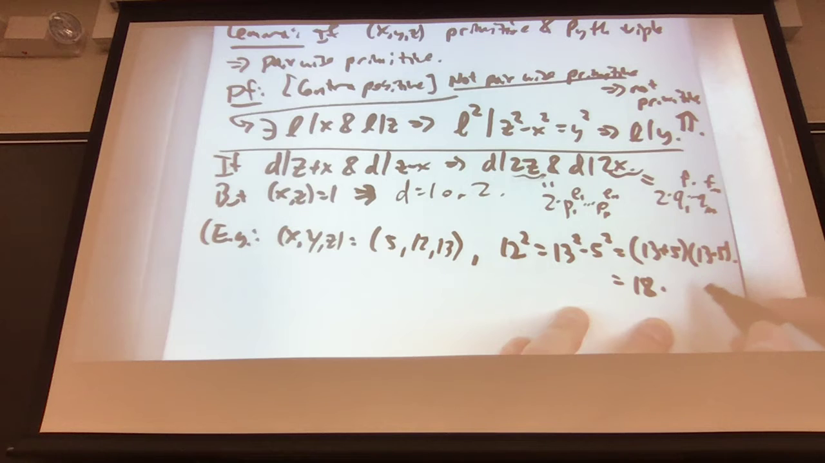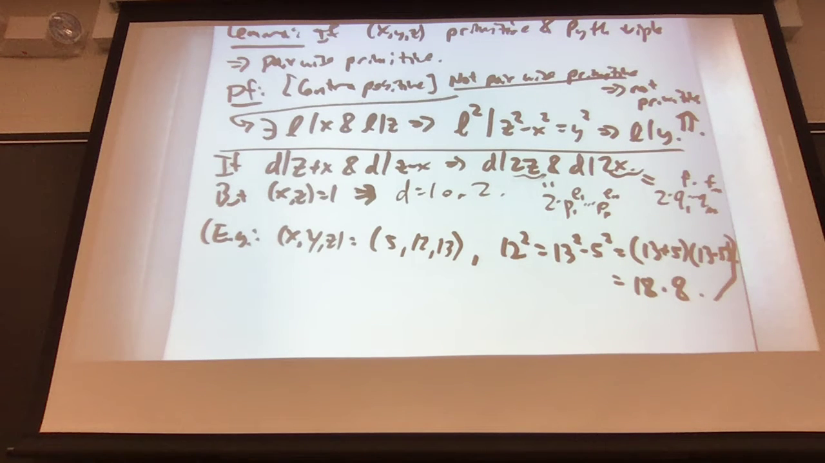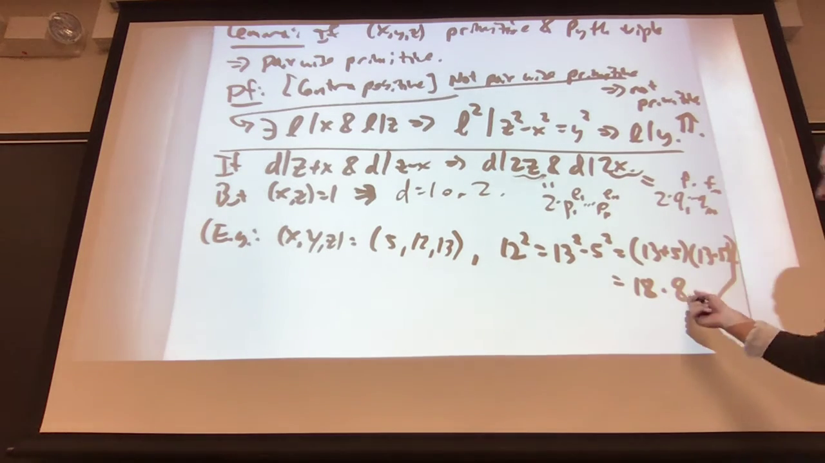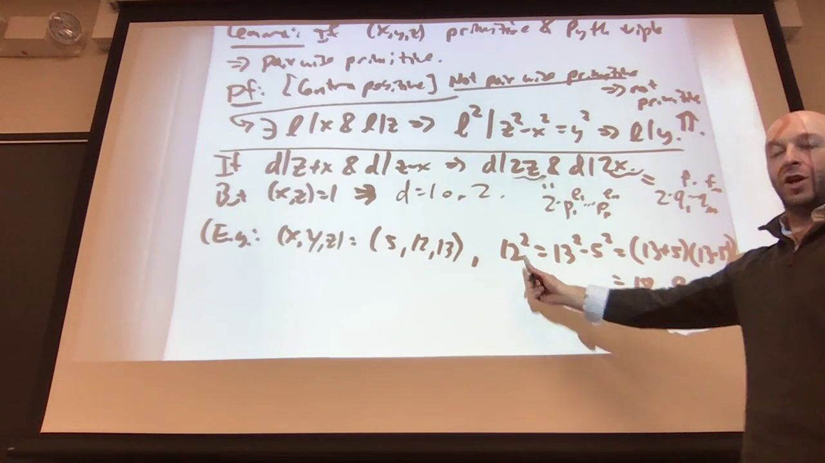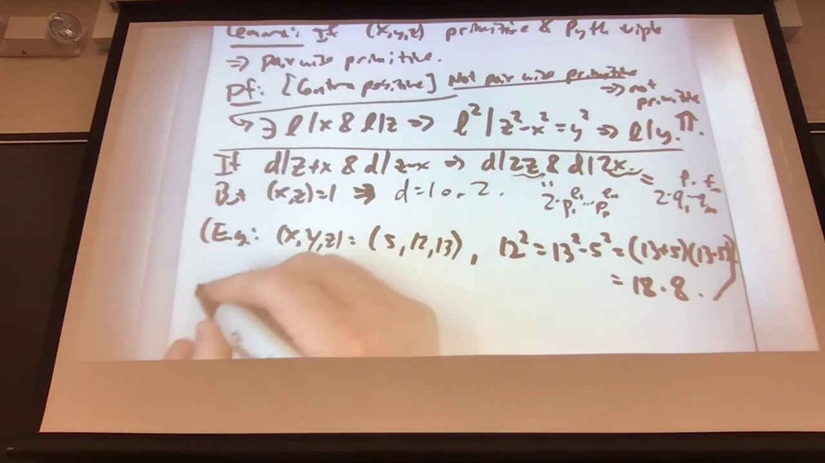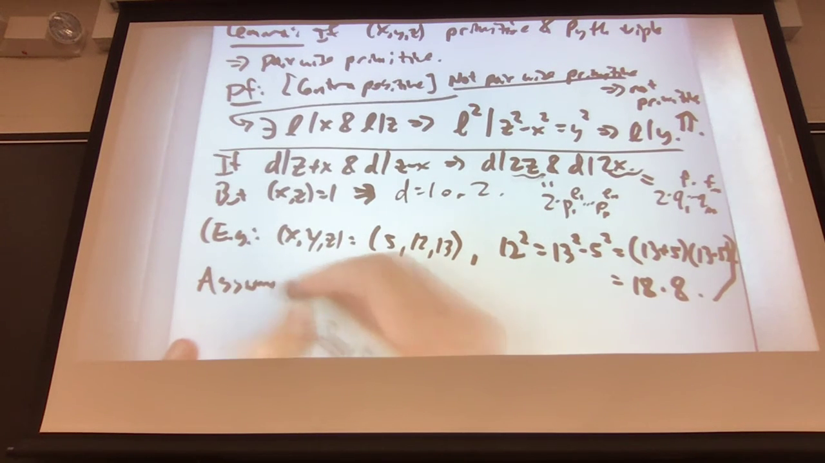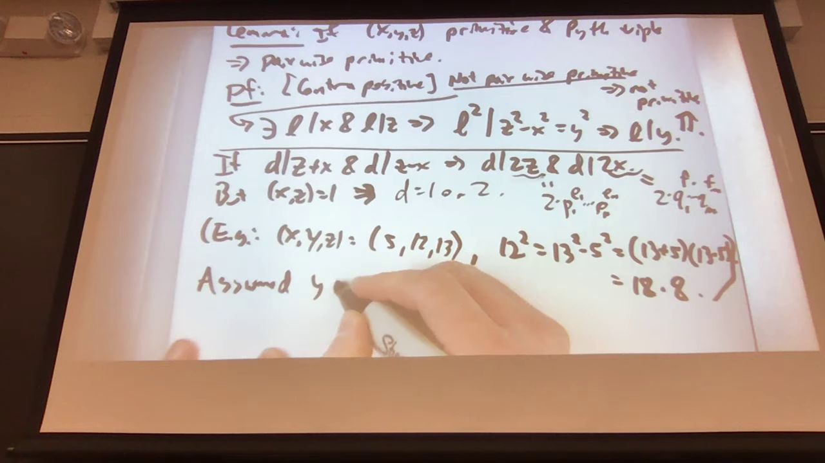Did I get that right? Is anyone checking any of this arithmetic? Let's see. Sorry? 144, yes, 18 times 8, 144. So far, so good? All right. Now, remember what we said. We said y is going to be the even one. So we assumed y was even.